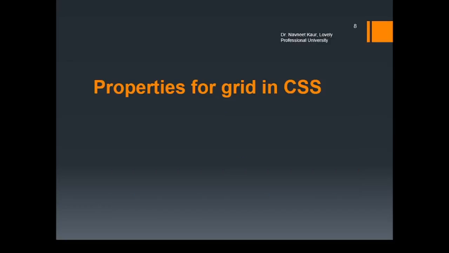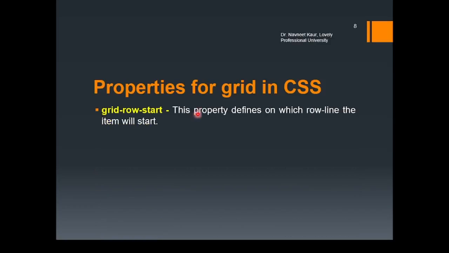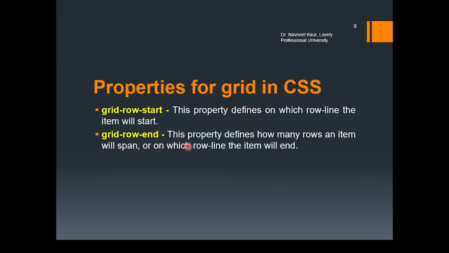Moving on to the next property, grid row start. This property defines on which row line the item will start. You may want your item to start from a specific place. So you can specify that particular row where you want your item to start. Similarly, you also have grid row end. This property defines how many rows an item will span or on which row line the item will end. So these go hand in hand, grid row start and grid row end.